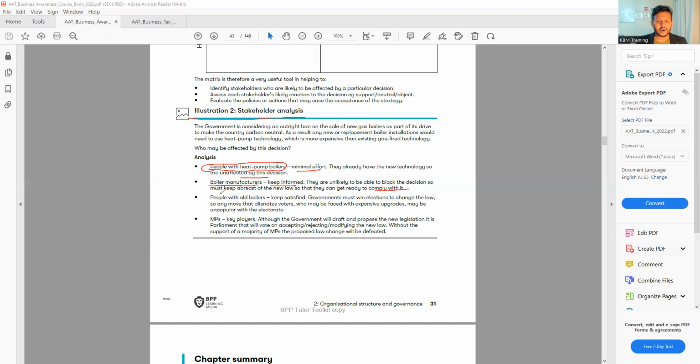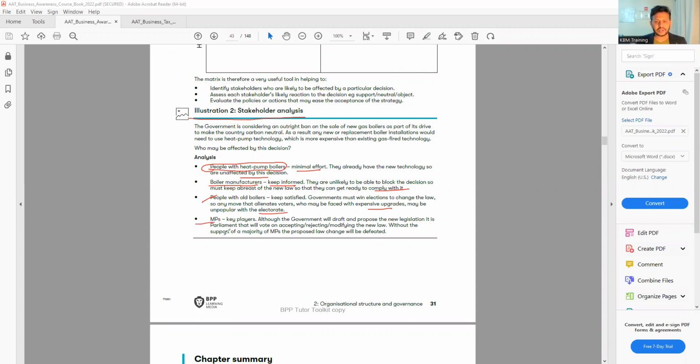People with the old boiler, keep satisfied. Government must win election to change the law. So with any move, obviously the voter can be angry, who may be faced with expensive upgrades, and it may be unpopular with the electorate. So obviously, if the government does something, and the people are not happy, maybe they will not be happy with this government. So you'll have an impact on that.